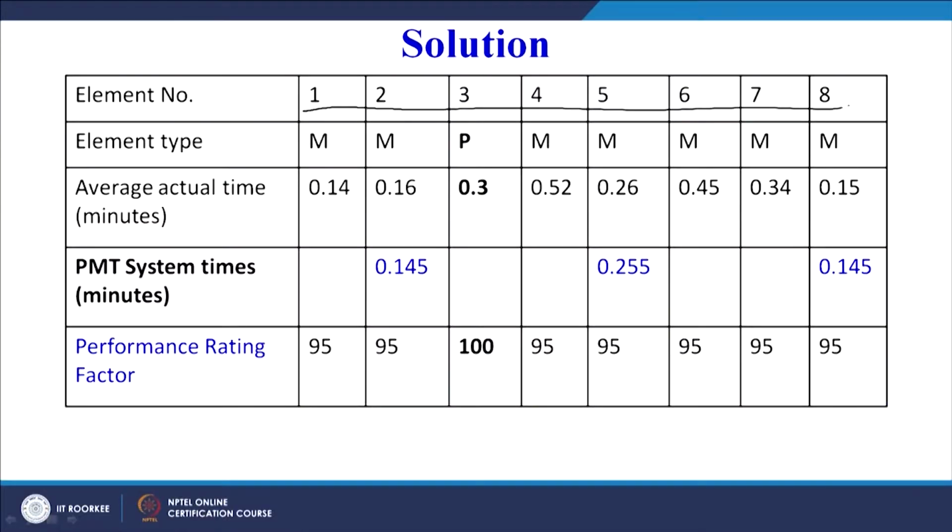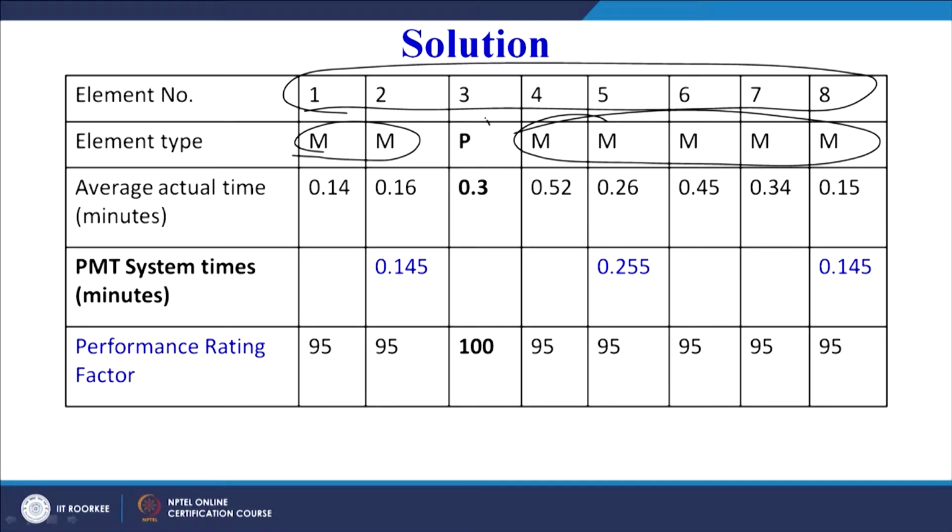So then we have to calculate the normal time, and the normal time, as all of you are well aware, is calculated by multiplying the observed time with the rating factor. So this multiplication we have to do, but there is also one thing we have to keep in mind. So here is the solution. Element type: there are 8 elements, as all of you are well aware. 7 elements are manually controlled elements, only 1 element is the power controlled element. This data was already available with us.